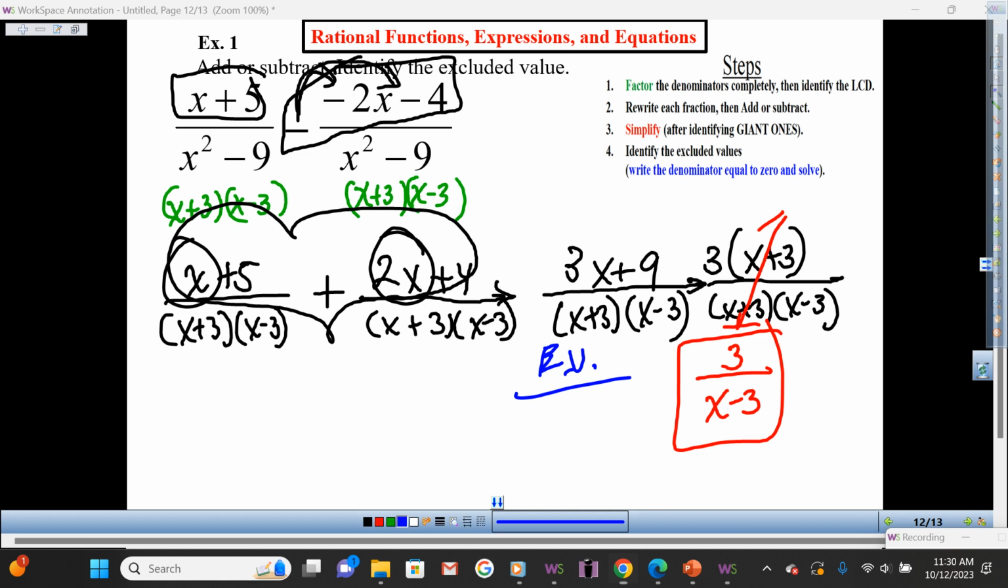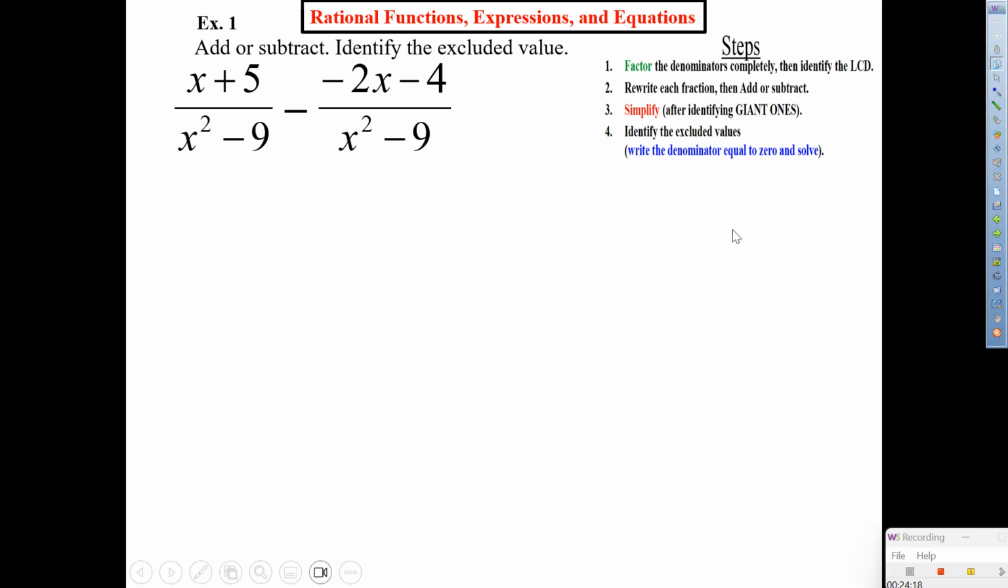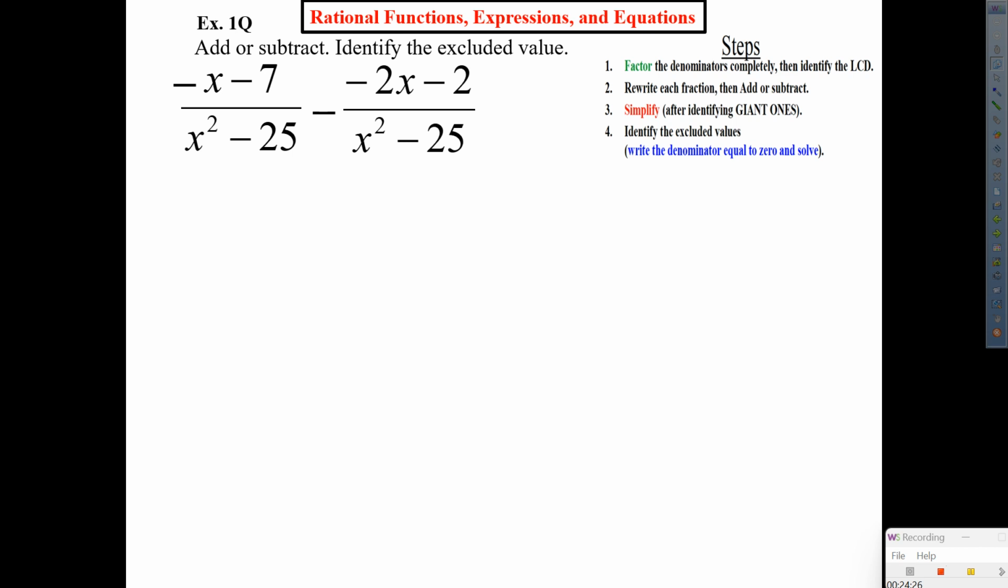What'd you get for your excluded value? Rebecca. 3. Hands if you got 3. All right, so far so good. Copy this next one. Example 1Q. Negative x minus 7 over x squared minus 25 minus negative 2x minus 2 over x squared minus 25. I'll give you guys some time for this one. You should be able to do this one completely. It's very similar to the one we just did. If you have questions, just ask. Anthony E. He's got it. Go.